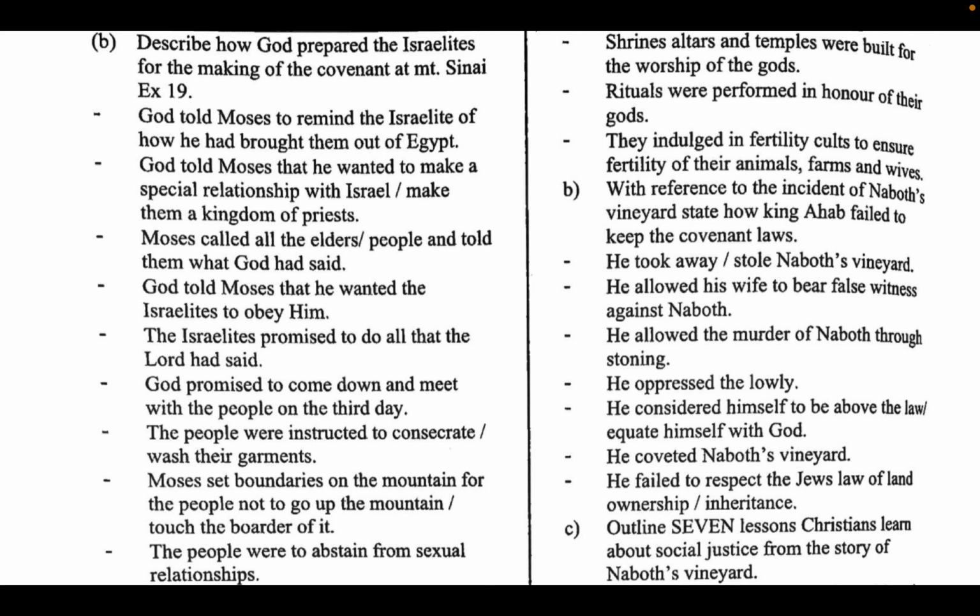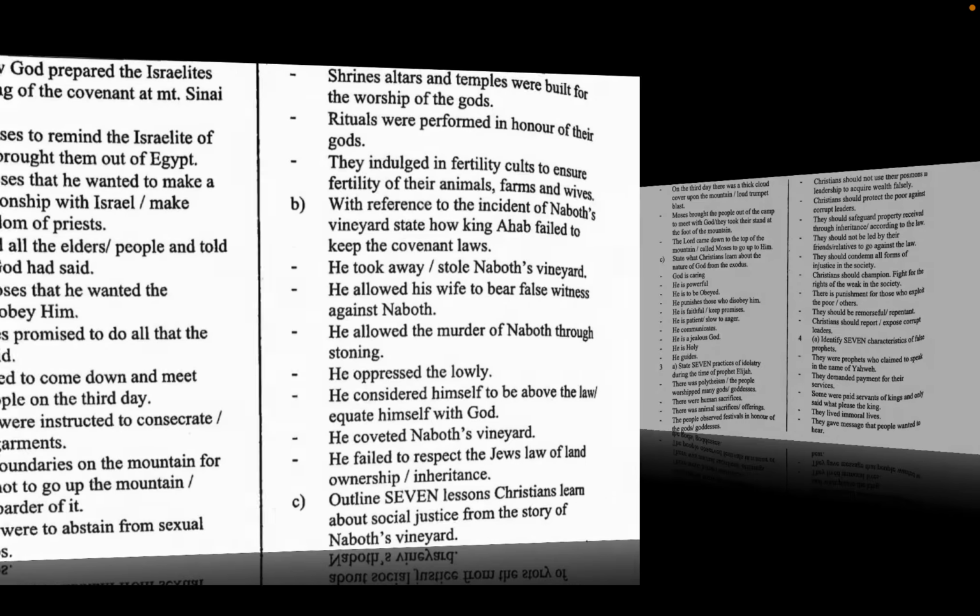The Israelites promised to do all that the Lord had said. God promised to come down and meet with the people on the third day. The people were instructed to consecrate, that is, to wash their garments. Moses set boundaries on the mountain for people not to go up the mountain. The people were also to abstain from sexual relationships.